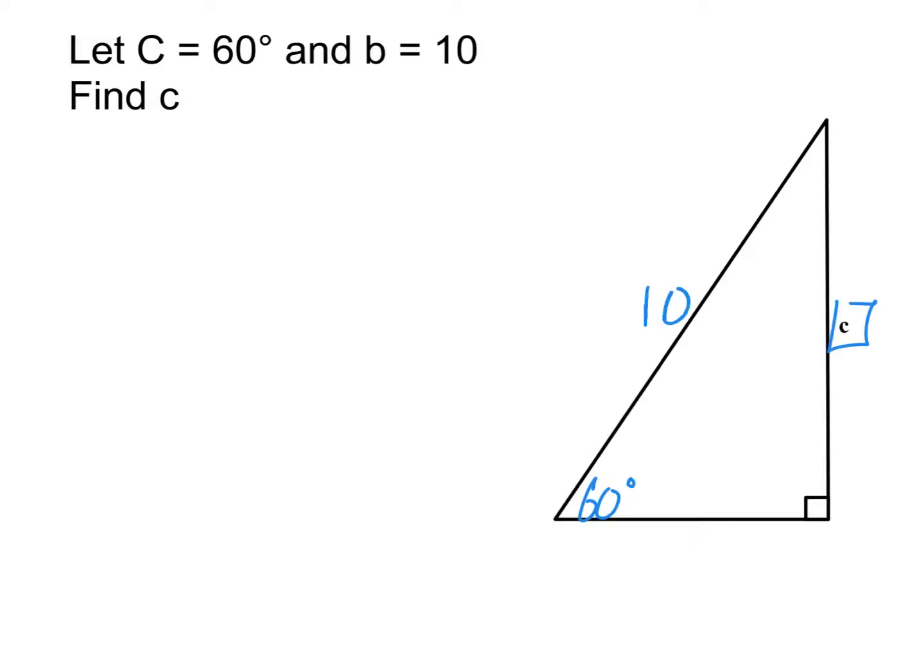So step one is to draw and label our picture, so that's what we're looking at now. So I know where my 60-degree angle is. I have the 10, and I'm looking for C. Let's identify what we call those sides.